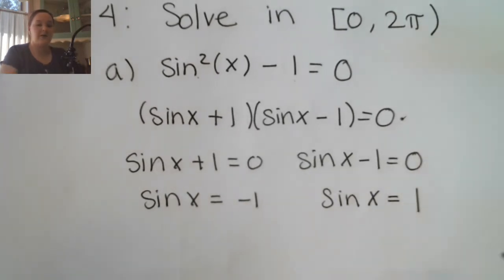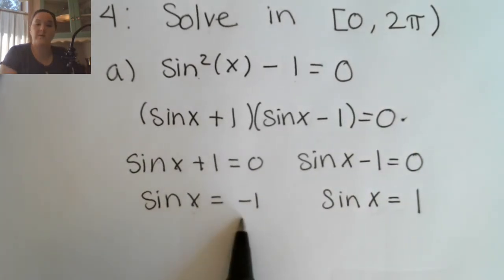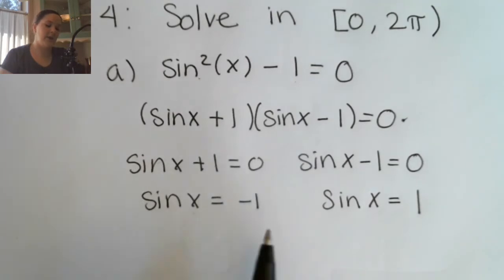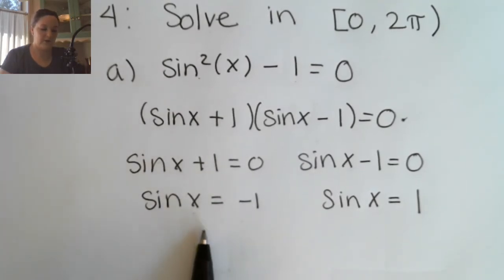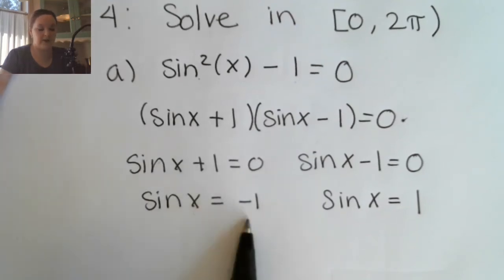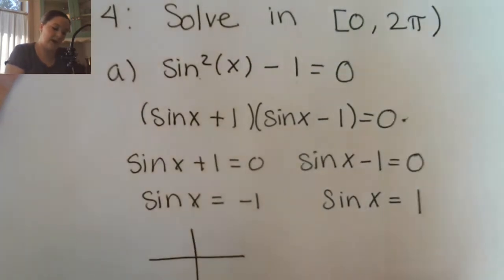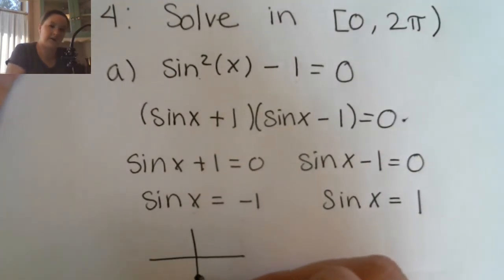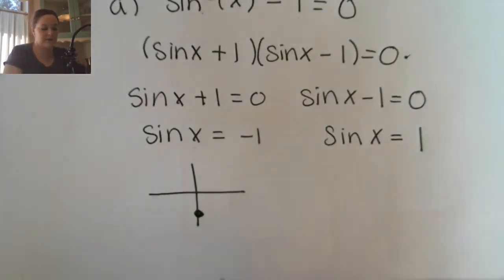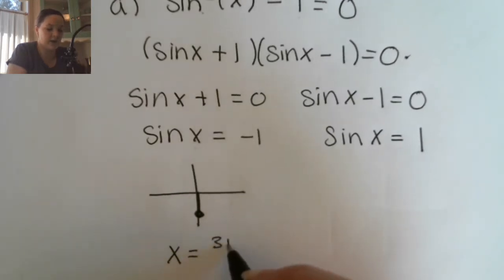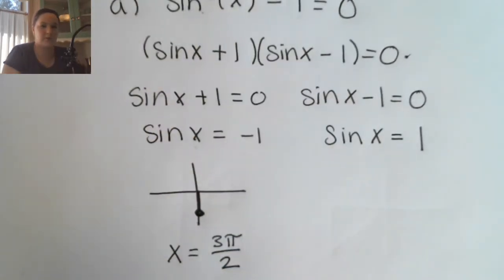So now it's time to think about when sine x is equal to -1. Well, that's not true in either of the special triangles. So when that's the case, we want to think about the quadrantal angles. Remember, sine is about y values, so we want a y value equal to -1. If I draw that, I want my y coordinate to be -1. So what angle is this? This is 3 pi over 2.